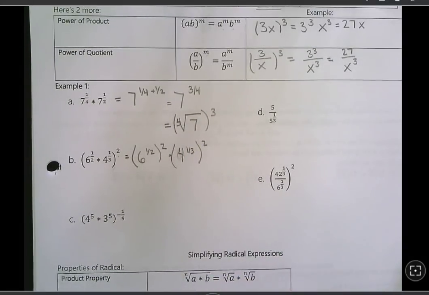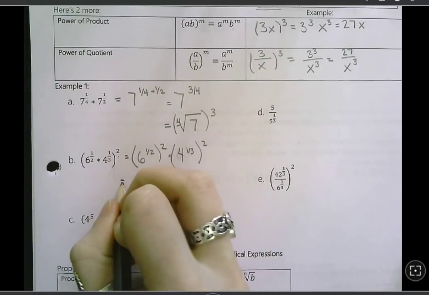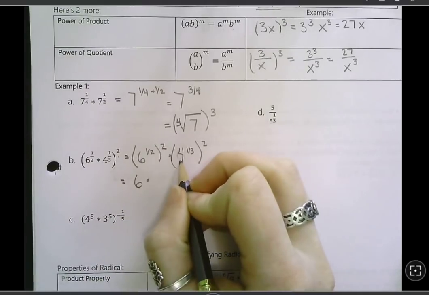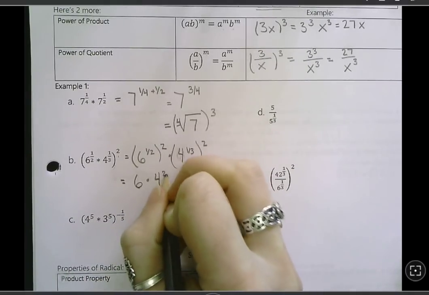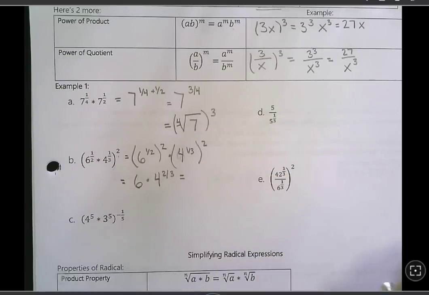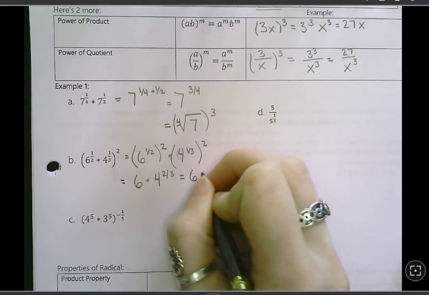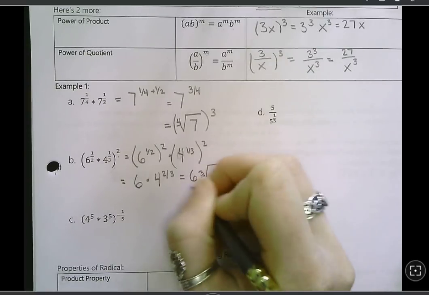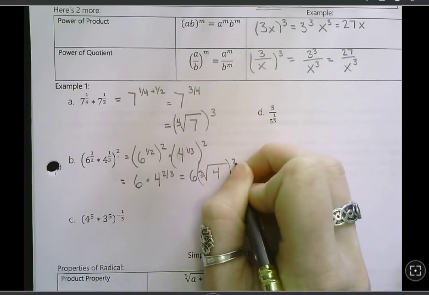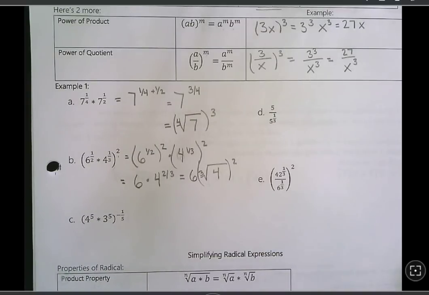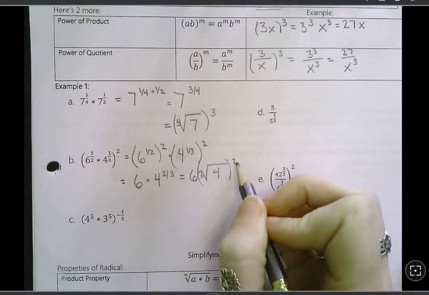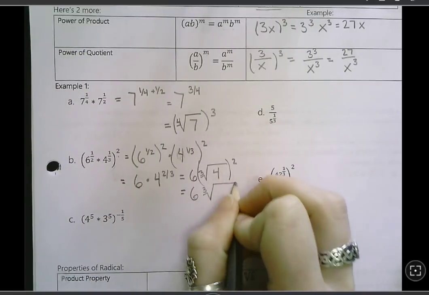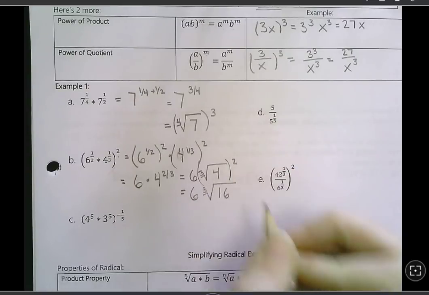Now that's where our power of a power comes in. We're going to multiply those exponents. Well, 2 times 1/2 is just 1, so we have a 6 now, times 4 to the 2/3. If I simplify this here, we will now have 6 times the cubic root of 4, and that 4 is going to be squared. What we could do is also put this exponent on the inside, and we could say this is 6 times the cubic root of 16, because I squared that 4 on the inside there.